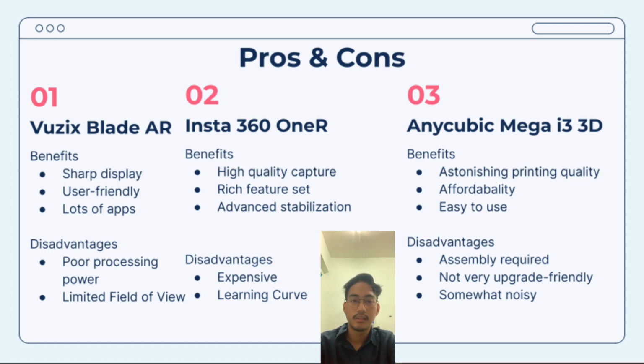Lastly, the Anycubic Mega i3 3D. The benefit is its astonishing printing quality. The Anycubic i3 can produce brilliant prints with great accuracy and detail. It makes use of a precise mechanism and additives, which includes a sturdy frame and reliable extruder. And the disadvantage of this device is it is not very upgrade friendly. While this device is open source and allows for firmware and software adjustment, the hardware upgradability is somewhat restricted. This concerns the build of the stand or extruder.